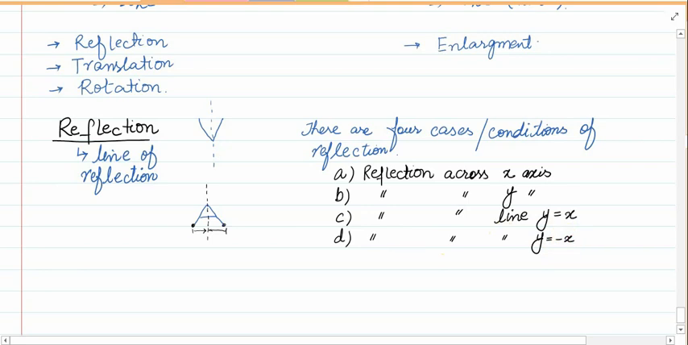Now these are the four most popular questions you can say in the topic reflection, or most repeated conditions. These 4 are which you will observe in the past papers as well. I am not saying that only these are the 4 conditions of reflection. I am saying that these are the popular cases of the topic reflection. If you are clear in these 4 concepts, then you can reflect any point across any line or any axis.